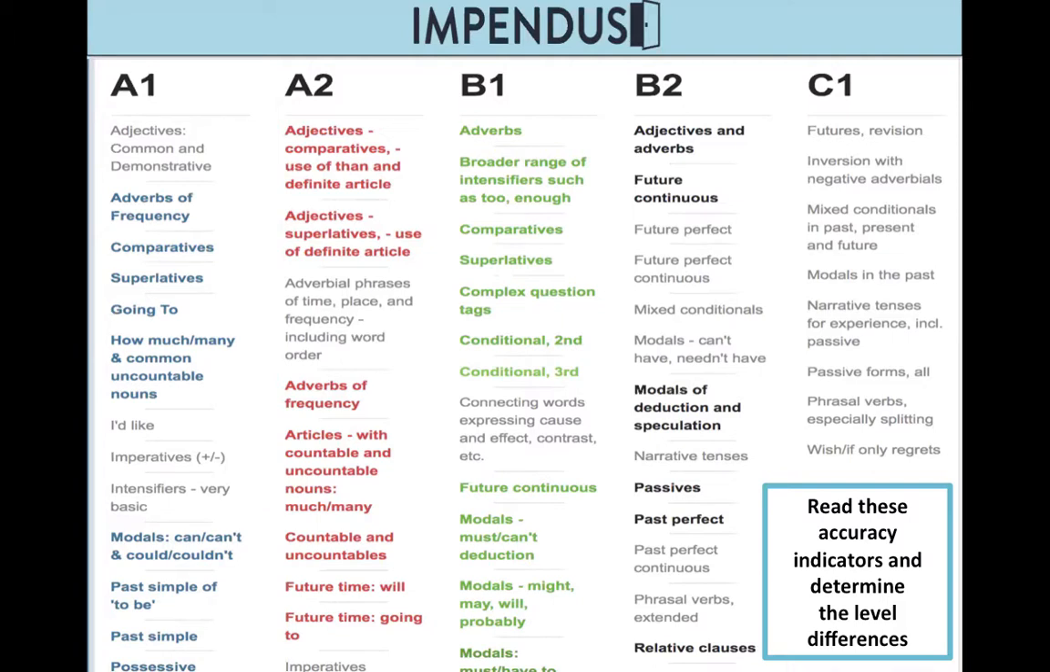Take a few moments, pause the screen, and read these accuracy indicators to determine the differences in level. What is somebody learning at A1 before they can learn the next topic in A2? What do you see is repeated between B1 and B2? Pause this video now, read through this, and then move to the next section.